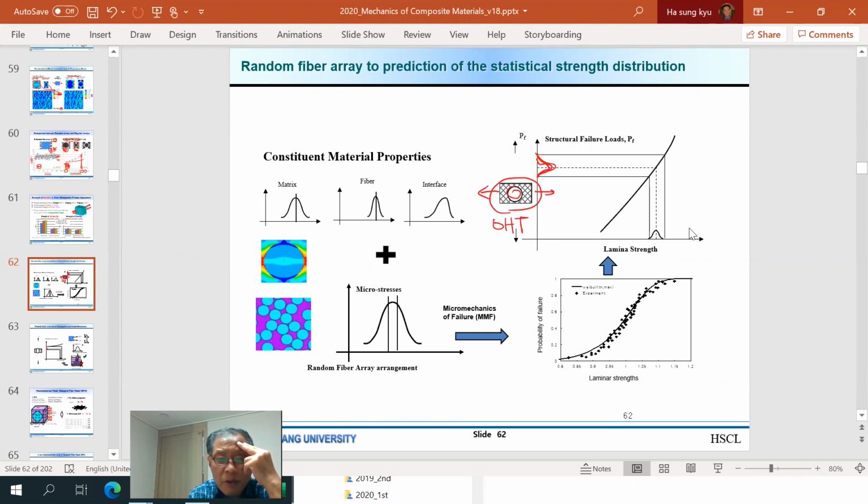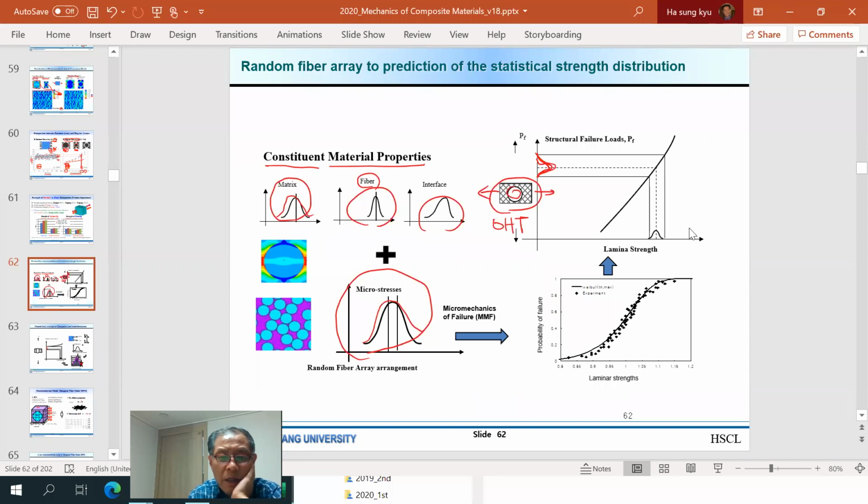So micro distributions would give us different stress distributions, and also the matrix property could have some statistical distribution, and fiber property would have a statistical distribution, and the interface and so on. So the constituent material properties have statistical distributions, and the fiber arrangement has a certain statistical distribution.